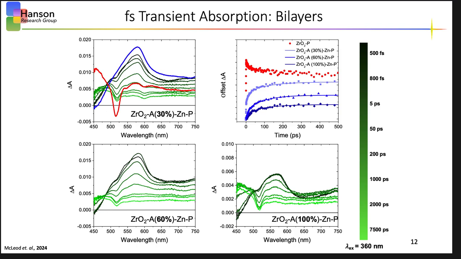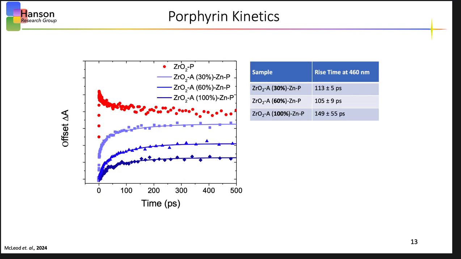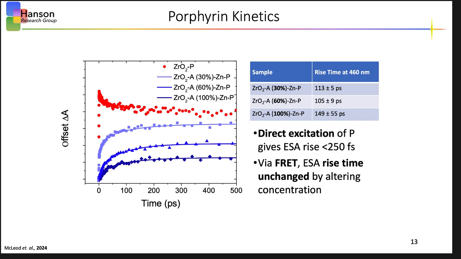We were particularly interested, though, in the rise time of the porphyrin excited state absorption at 460 nanometers. Again, this was observed by exciting the anthracene and monitoring the porphyrin feature, which should only arise due to energy transfer. So taking a closer look at these kinetics, the rise time by energy transfer from anthracene to porphyrin is really the same among all dilutions. This is shown here with a porphyrin-only control, the red trace, being directly excited, where the rise time is within the 250 femtosecond IRF of our instrument. So even at faster time scales, energy transfer rates are unaffected by concentration changes.